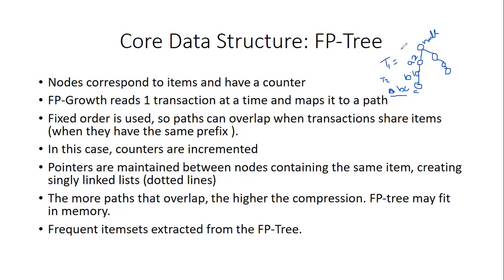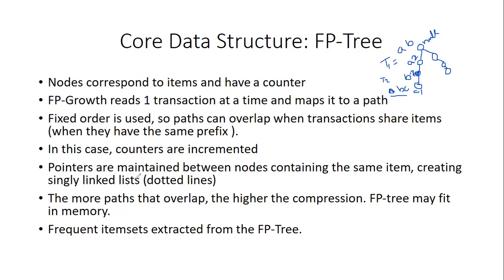In the first transaction, we had the items A and B purchased. In the second transaction, A, B is already there, so we have to include only C, and the counter will be incremented. So that is why a fixed order is used. Paths can overlap when transactions share items, when they have the same prefix. In this case, the counters are incremented, as I told.